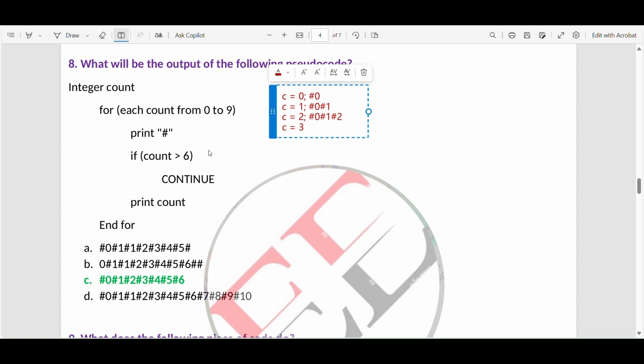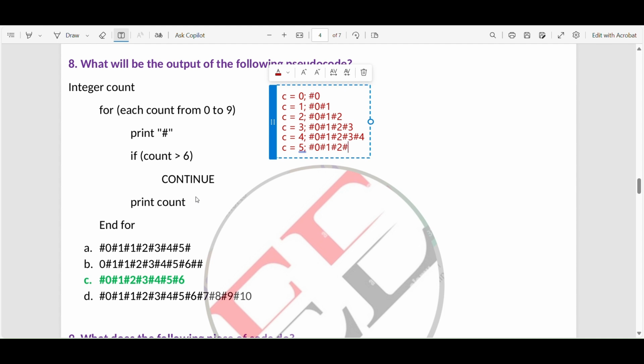And next go to count 3, and same we are getting hash 1 hash 0 hash 1 and hash 2. And after that printing hash once more. And next, if c is greater than 6, continue. But c is not greater than 6, right? So we are printing count. Count is 3. And likewise, we are again going to the fourth one. Same. I hope you understand there is no need to explain every time.